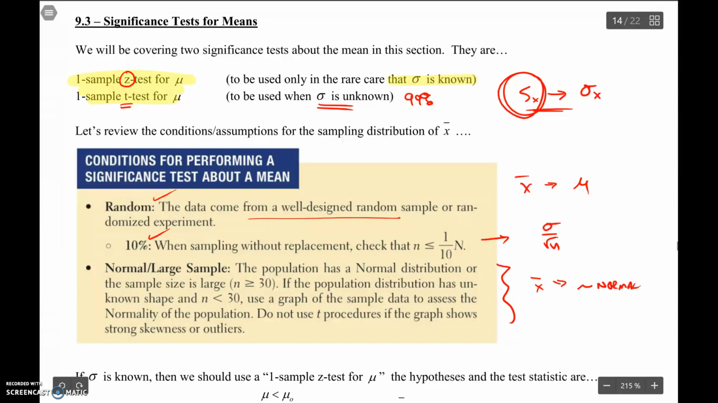Again, be careful with this one. We didn't do too well on our last test with this third check. The sample size is big, you're good. Bigger than 30, you're good. If it's smaller than 30, take a look at a graph of the sample data. If the sample data is approximately symmetric with no outliers, then we assume the population distribution is normal, and therefore the sampling distribution is normal.